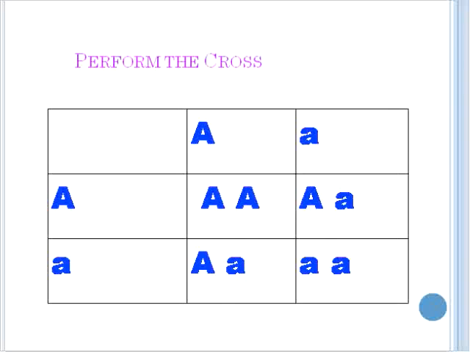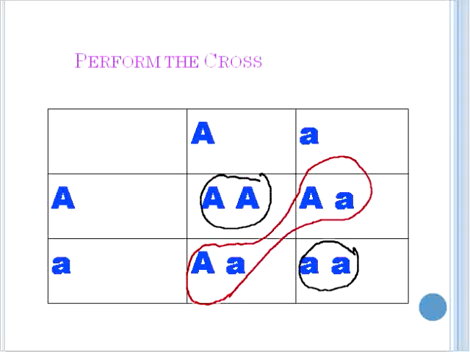When the cross is performed, what we get is one homozygous dominant, one of the 4 homozygous recessive, and 2 of the 4, or 50%, are heterozygous.